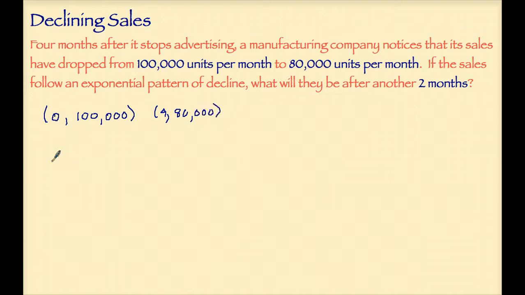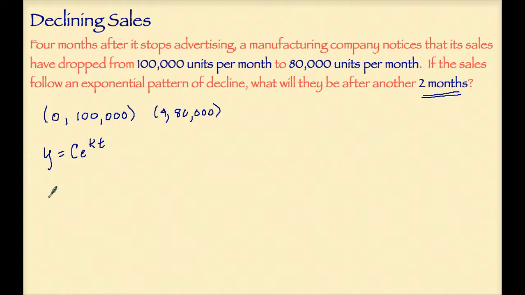We'll use these two initial conditions to go from the general form of the exponential decay model to a specific form applied to this particular scenario. Then we'll answer the last question. If the sales follow an exponential pattern of decline, what will they be after 2 months? Well, let's use the initial conditions to find the specific solution first.